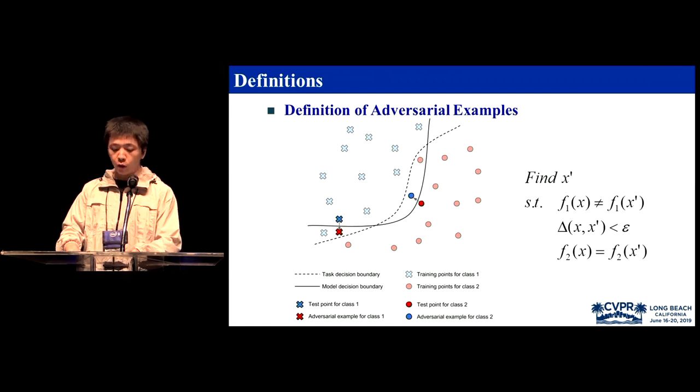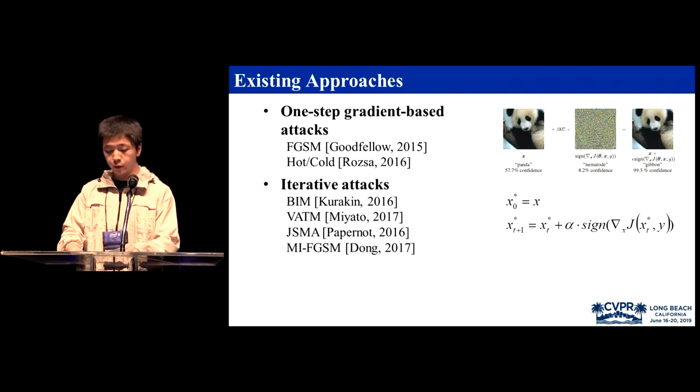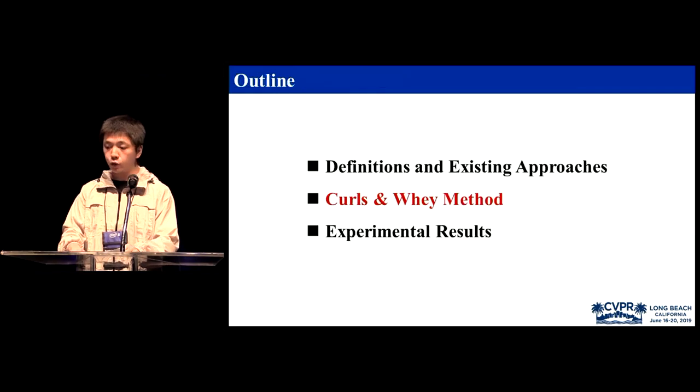The formalization of adversarial attack is as follows. We want to sample X apostrophe that is classified by the human classifier F2 into the same category as the original image, but classified by the machine learning classifier F1 into a different category. The distance between X and X apostrophe is less than epsilon. Existing attack methods can be divided into three categories: one-step gradient-based attacks, iterative attacks, and optimization-based attacks.